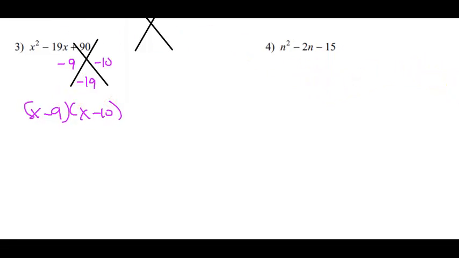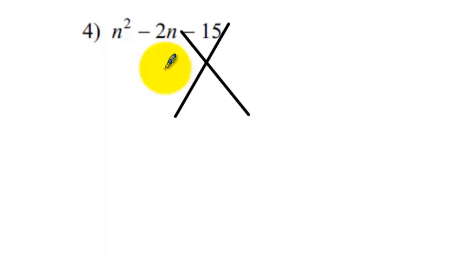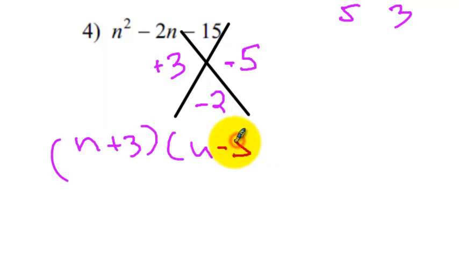For example 4, our c is negative. It means that the factors will be one positive and one negative. Our middle term is negative, so the factor that has a higher absolute value should be negative. For example, if we try 5 and 3, 5 has a higher absolute value, so 5 is the one that should be negative. Then 3 here. Negative 5 times 3 is negative 15, and if you add these two together, you're going to get negative 2. So our answer will be n plus 3, n minus 5.